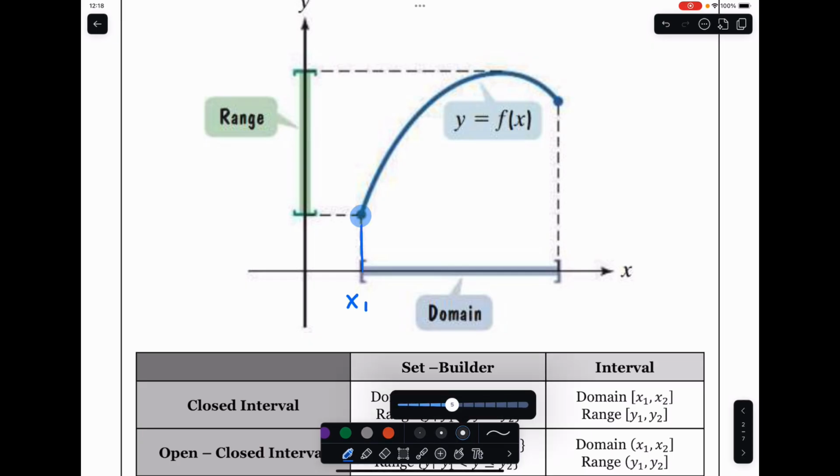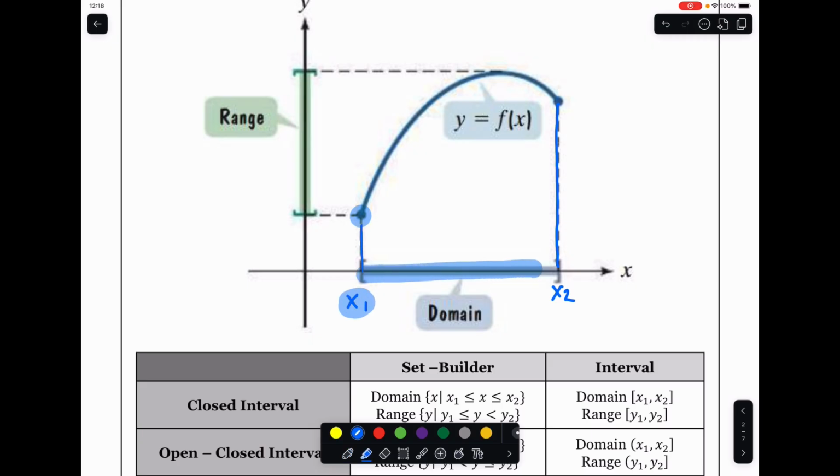Our domain continues by going back on our graph and finding the point farthest to the right. So sticking on my graph, I'm going to go to the very farthest right until I get to my endpoint, which is right here, and draw a vertical line to the x-axis. We get to a point that we're going to call x2. So the domain of this function will be all of the x values that can be found between x1 to x2.